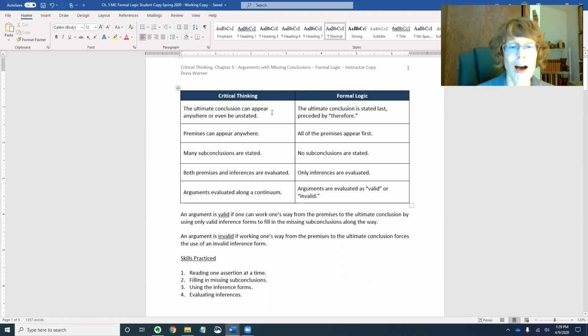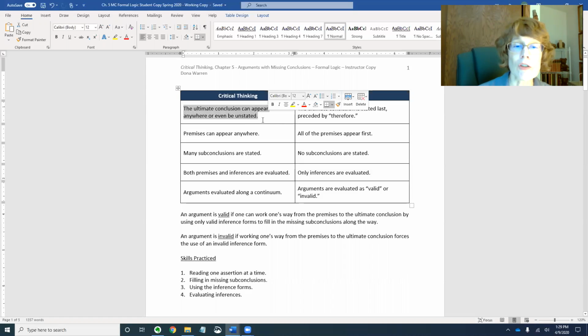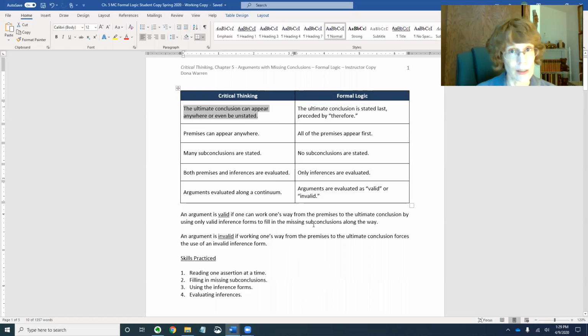That's a myth. Critical thinking is in some respects harder than formal logic because in critical thinking, as we've seen, the ultimate conclusion can appear anywhere at all, and it might even be unstated. So identifying the ultimate conclusion can pose a challenge in a course like ours. In formal logic, there is no challenge. The ultimate conclusion is always the very last sentence that you see, and it's always preceded by "therefore."